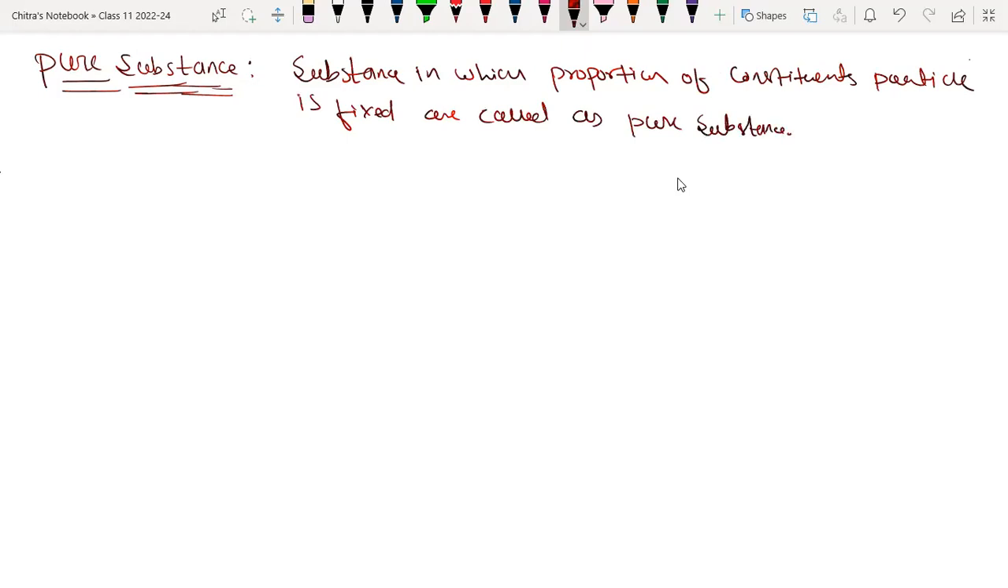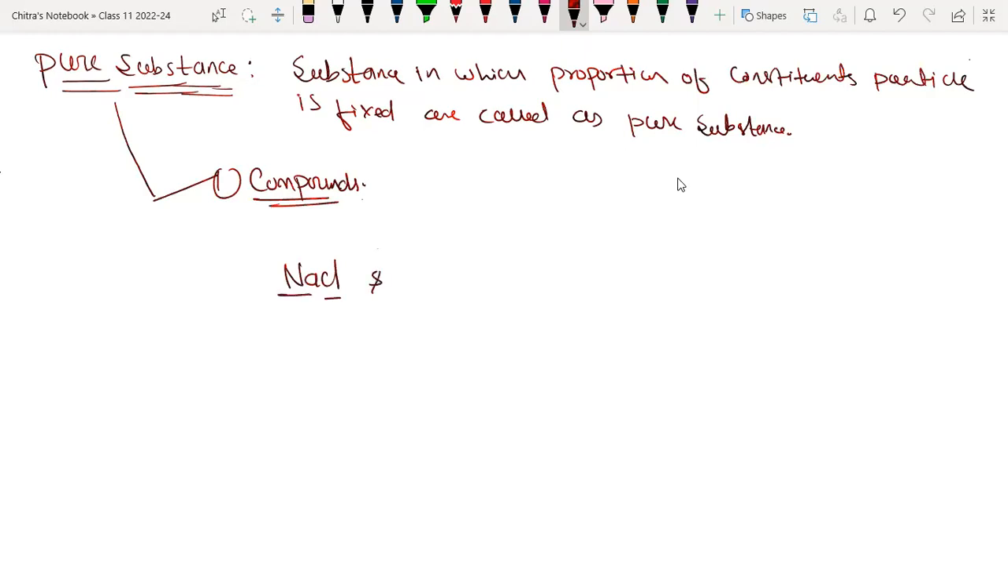Are called as pure substance. Now we are going to discuss their types. First we have compounds. Suppose I'm writing an example here. If we are discussing sodium chloride, the proportion of sodium and chlorine is fixed.